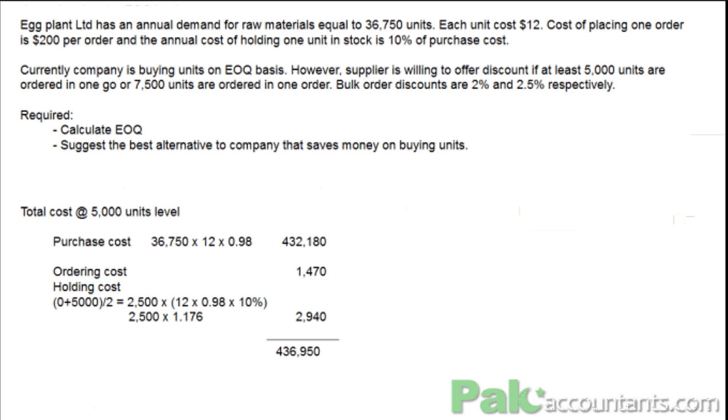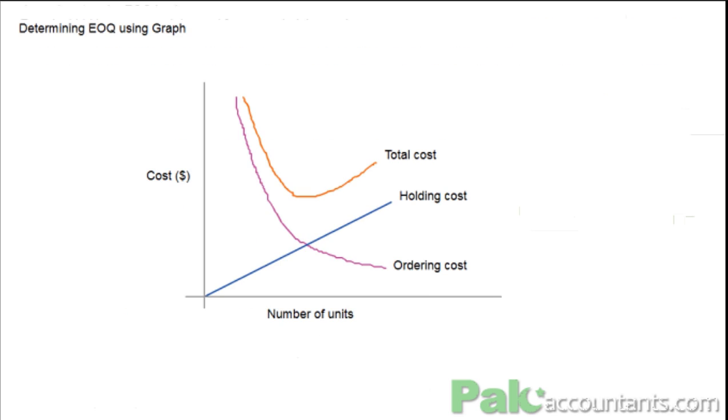Okay, now coming back to the graphical method, in this we have two costs, the same ones, ordering and holding cost. This blue line represents the holding cost. As the number of units increases, your holding cost is also going to increase, right? However, for the ordering cost, we know if we increase the order size, your number of orders is going to reduce. So resultantly, the ordering cost will also reduce, and it will follow a curve fashion because it will not be decreasing in a straight line.